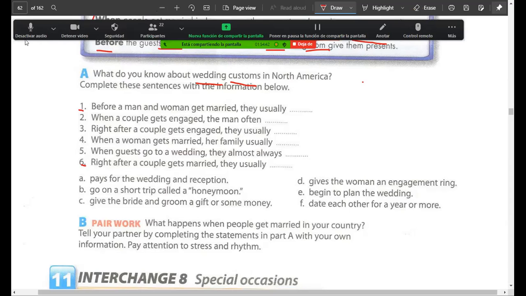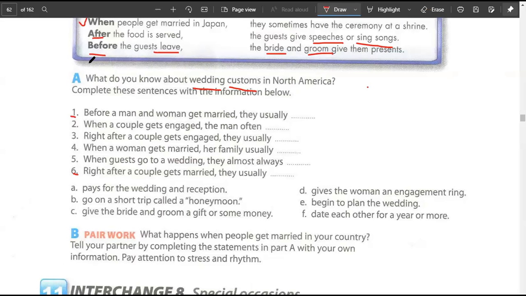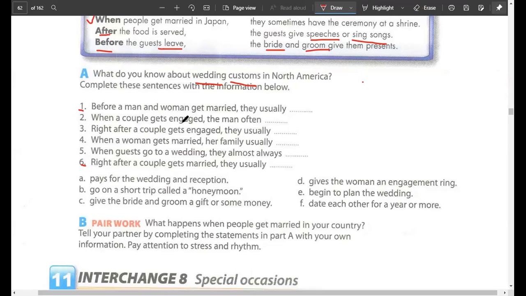Number one, before a man and woman get married, they usually. Number two, when a couple gets engaged, the man often. Number three, right after a couple gets engaged, they usually. Number four, when a woman gets married, her family usually. Number five, when guests go to a wedding, they are almost always. Number six, right after a couple gets married, they usually.